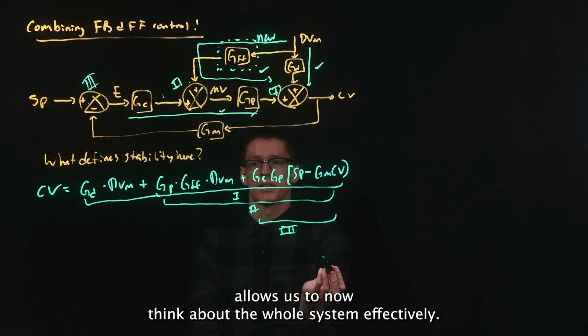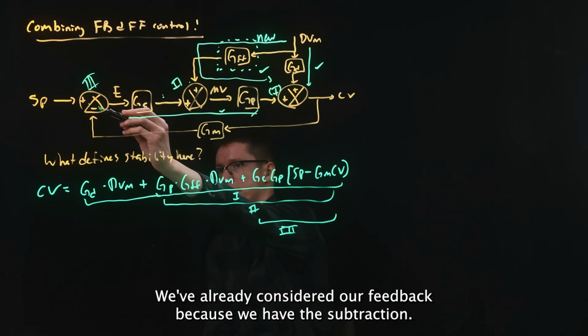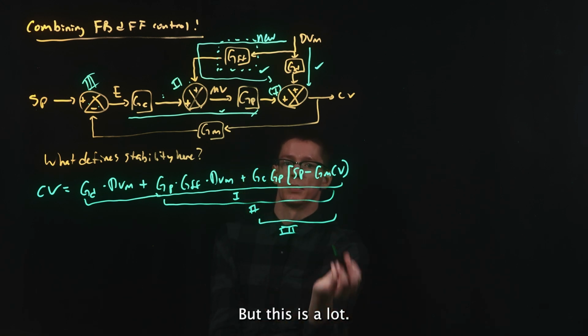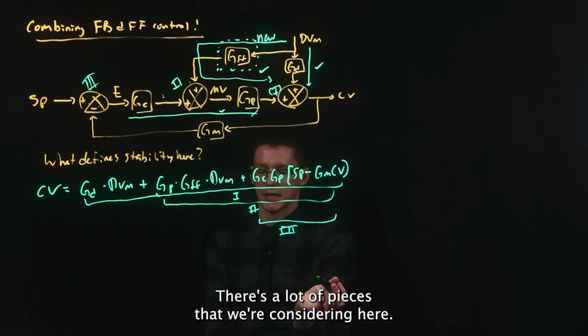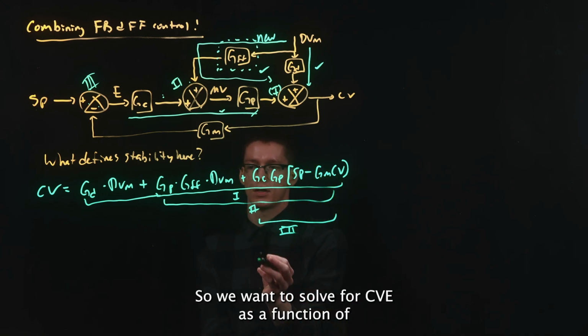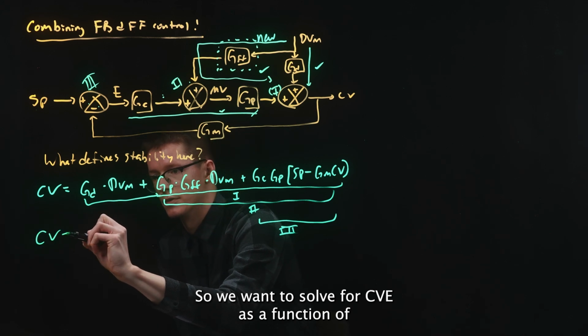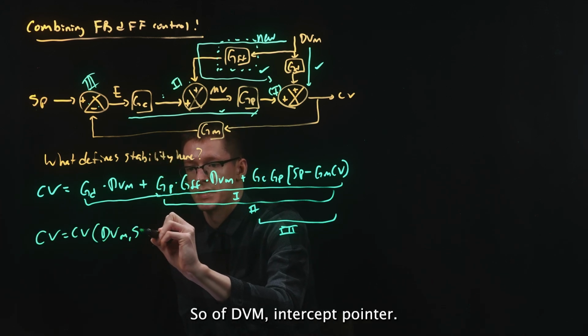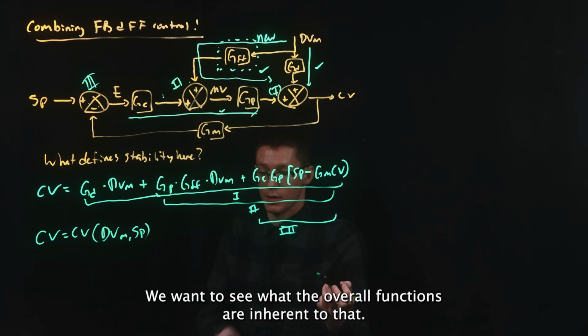And that allows us to now think about the whole system effectively. We've already considered our feedback because we have the subtraction, no sweat. But this is a lot of pieces that we're considering here. So we want to solve for CV as a function of our inputs, so of DVM and our set point. That's our goal. We want to see what the overall functions are inherent to that.